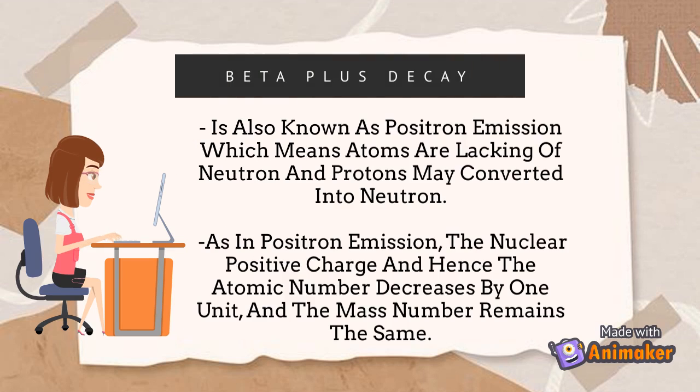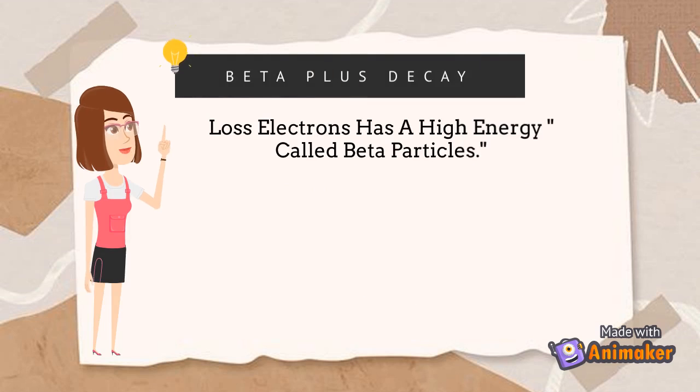In beta plus decay, which is also known as positron emission, atoms lacking neutrons have a proton converted into a neutron. As in positron emission, the nuclear positive charge and hence the atomic number decreases by 1 unit, and the mass number remains the same. Remember that the emitted particle has a high energy and is called a beta particle.